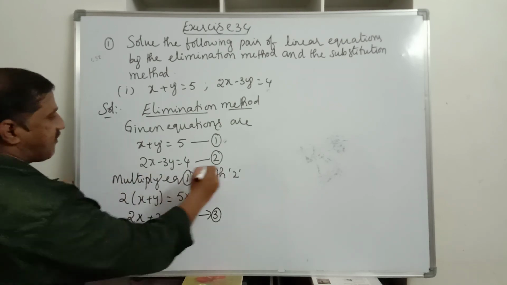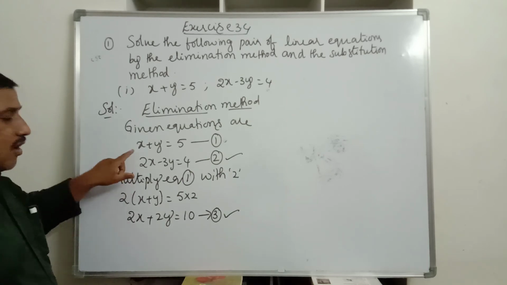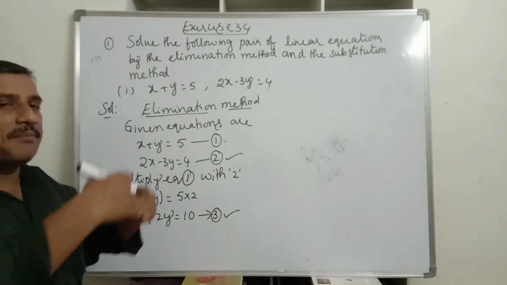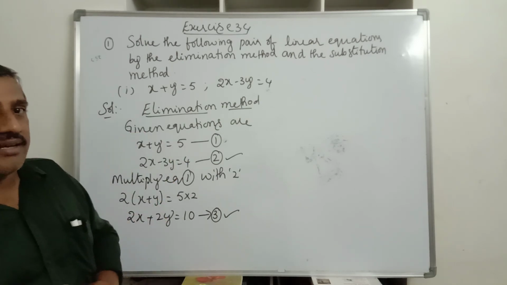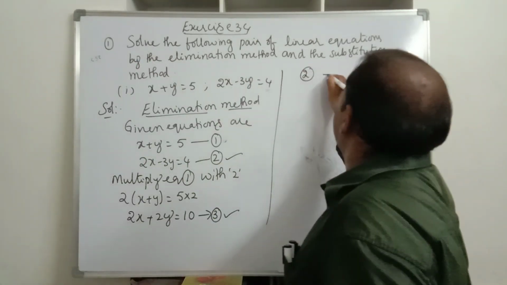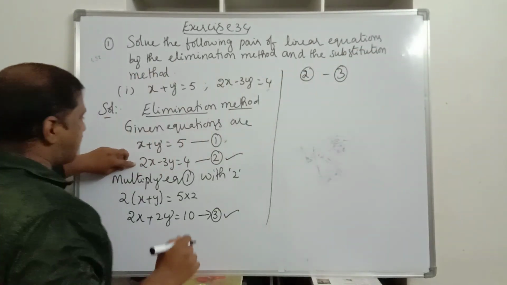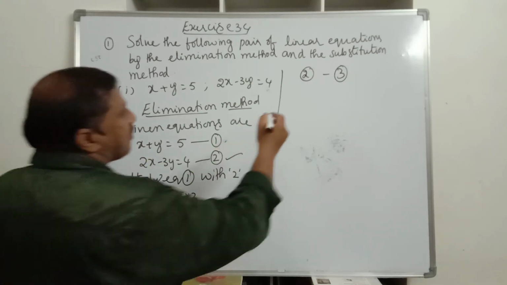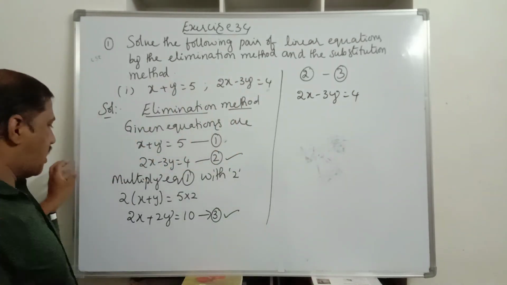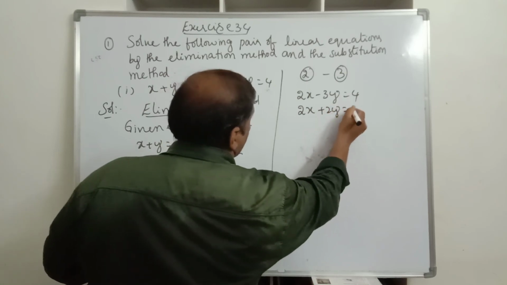Now we observe equation 2 and equation 3. The x coefficients are 2x and 2x. Coefficients are same with the same sign. So when same sign is there, what to do? Subtract the equations. With different signs, add the equations. Now equation 2 minus equation 3, we are subtracting. What is equation 2? Here it is 2x minus 3y is equal to 4. Equation 3 is 2x plus 2y, that is equal to 10.